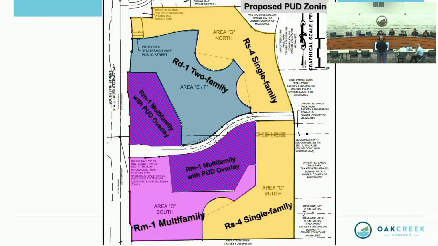So the RM1 multifamily PUD, which is the hatched purple on the left side along 27th Street, those are your 2 48-unit buildings. And then the middle purple area are your 2-story stack flat apartments with the detached garages. So a little bit of variation of requests between the two projects.